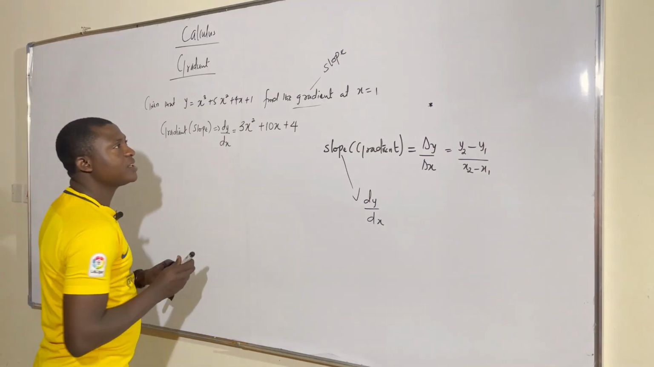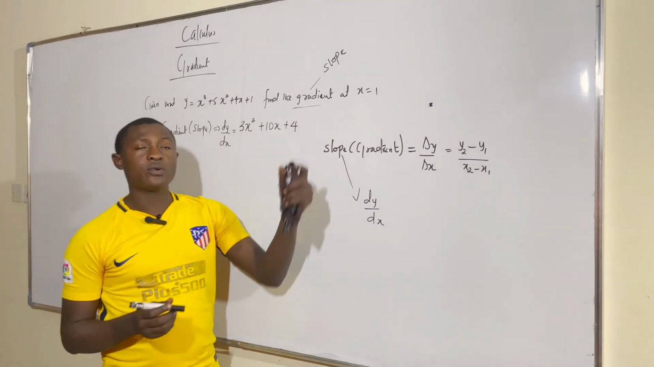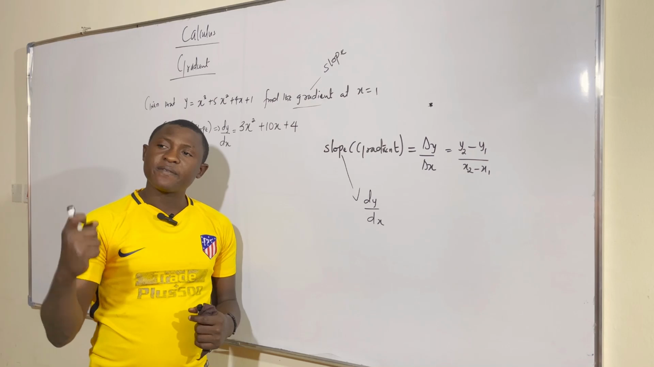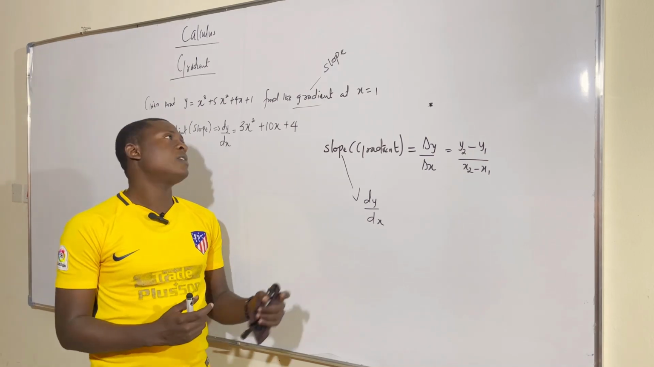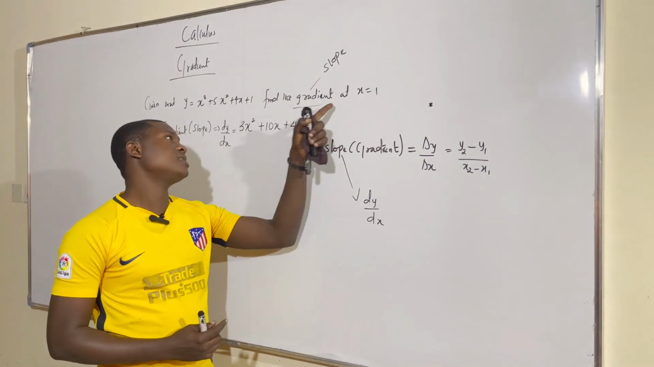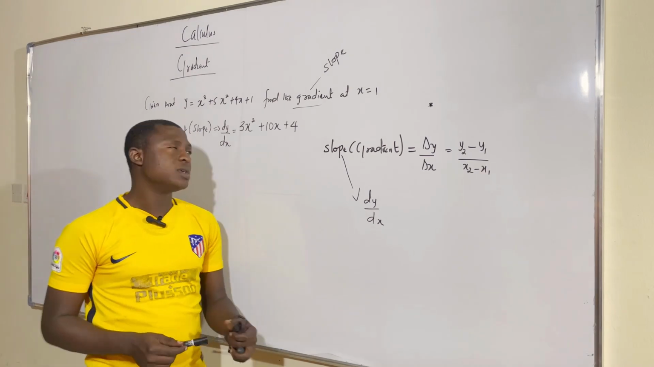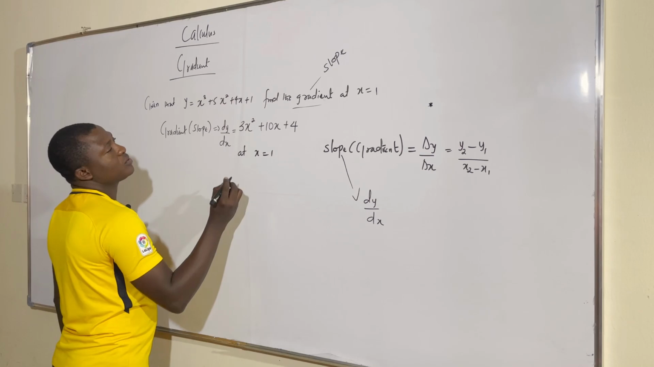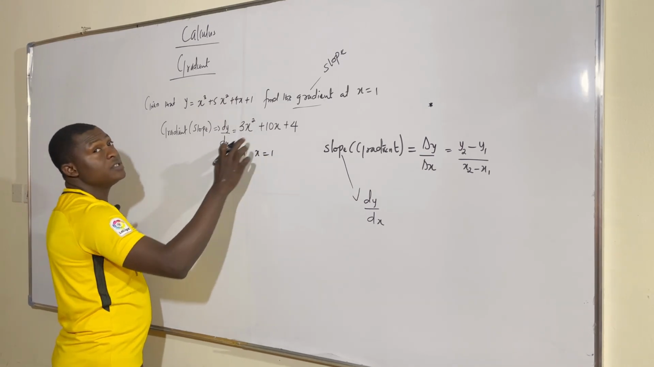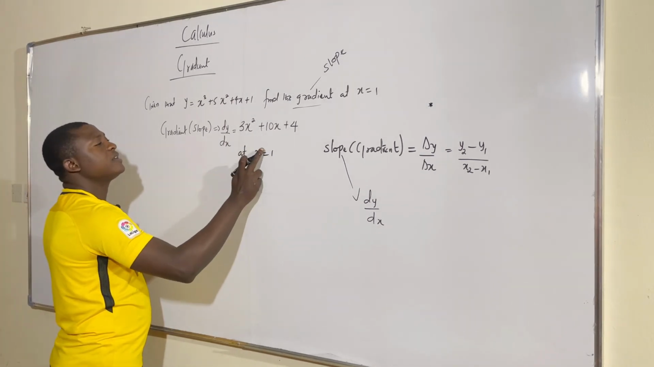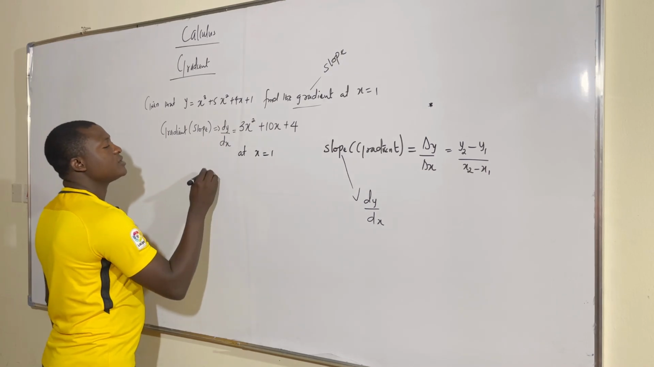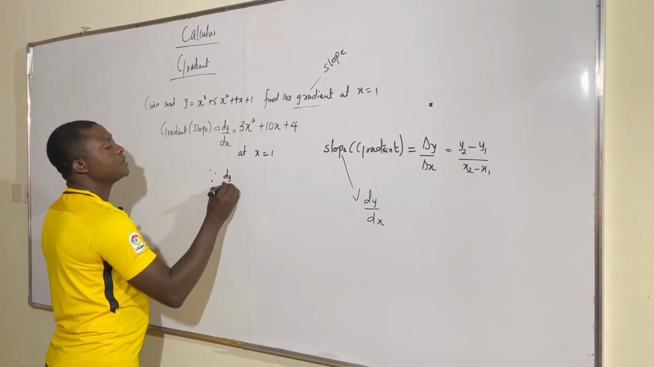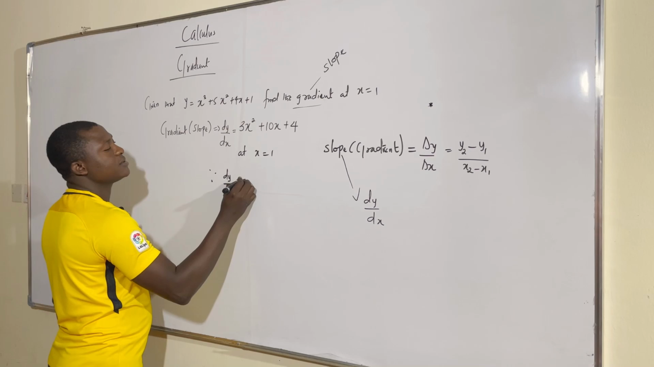So now they said at x is equal to 1, meaning after you find its slope, you should find the value of that gradient at this point, at x is equal to 1. So therefore, at x is equal to 1, meaning in this result, whenever I see x, I should put the value of x to be 1. So therefore, we have dy/dx is equal to 3.